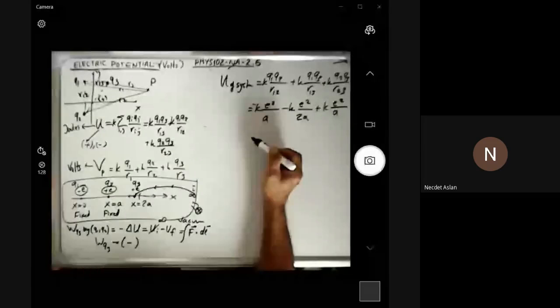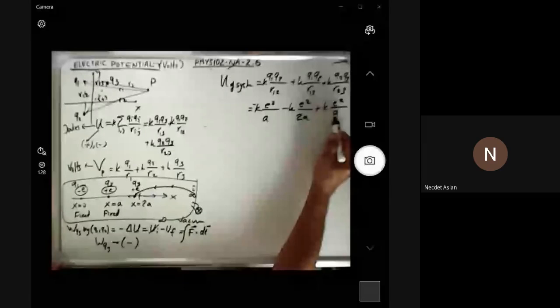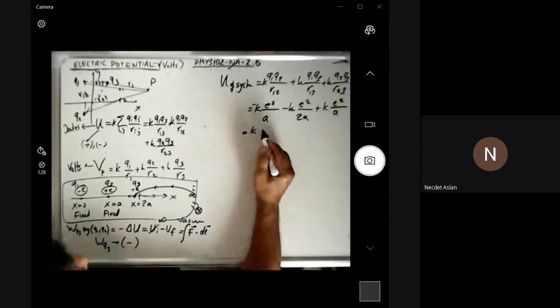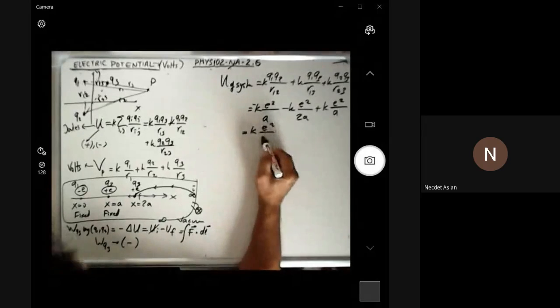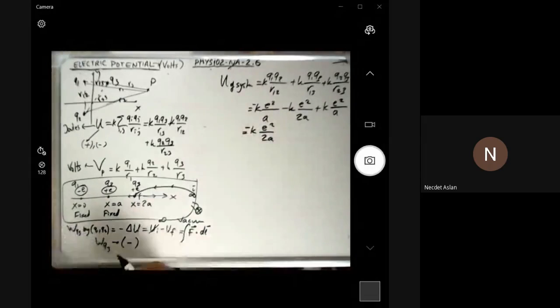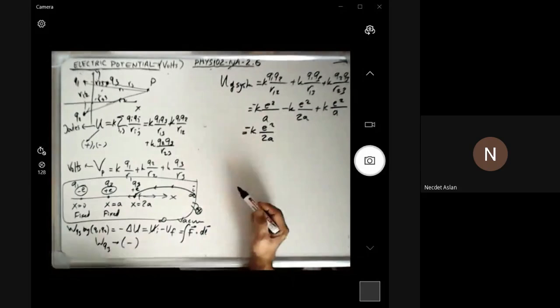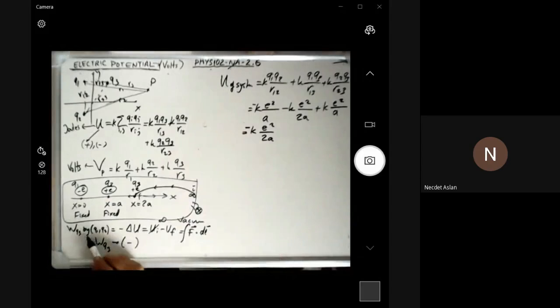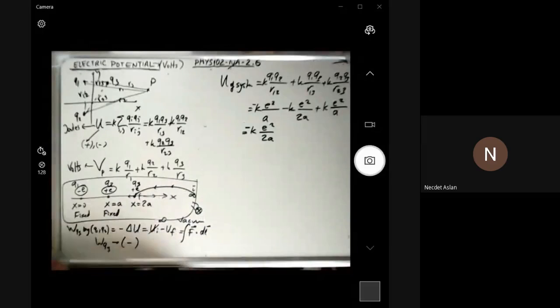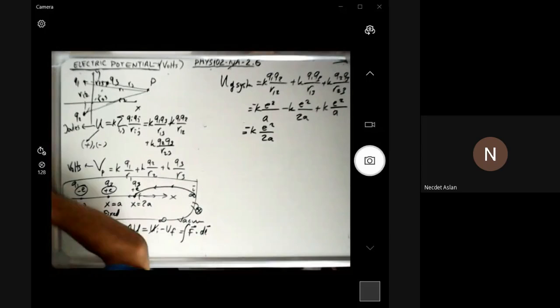If you look at these three terms, the result simply is K times E square over 2A with a minus sign. As you see, the potential turned out to be negative. The potential turned out to be negative. And also the work done is negative because somebody else is doing the work by putting this charge nearer to these two charges.